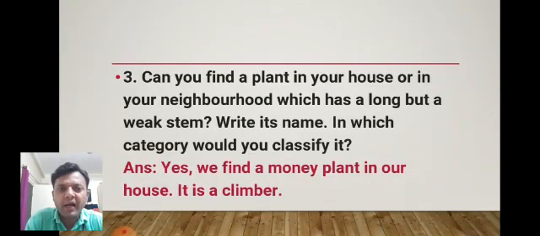Question number 3: can you find a plant in your house or in your neighborhood which has a long but weak stem? Write its name. In which category would you classify it? The answer is yes, we can find such a plant in our house: the grapevine, and it is a clamber. Though I have not mentioned the plant's name here, you may write that the plant is grapevine and its type is clamber.